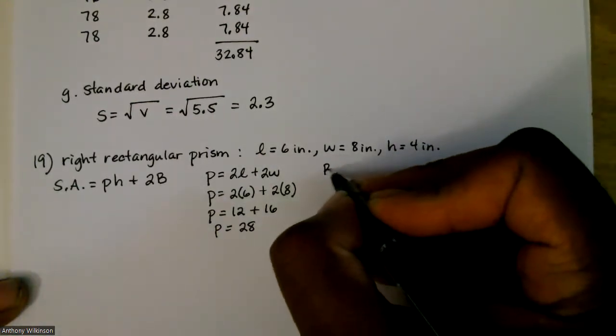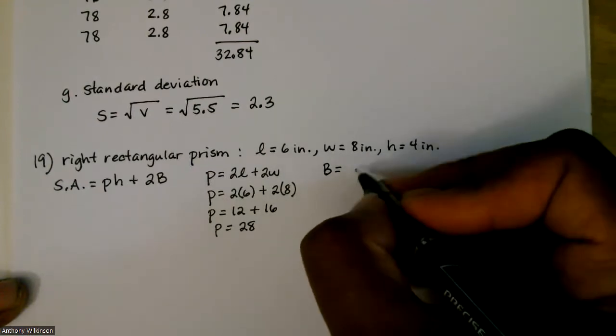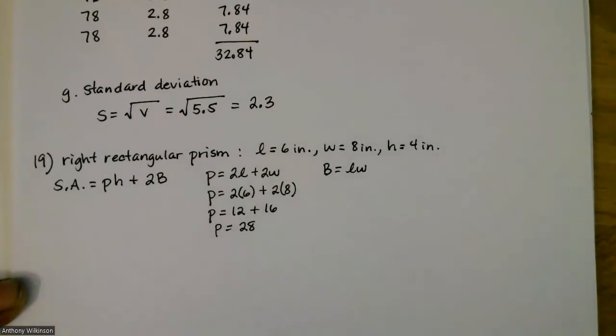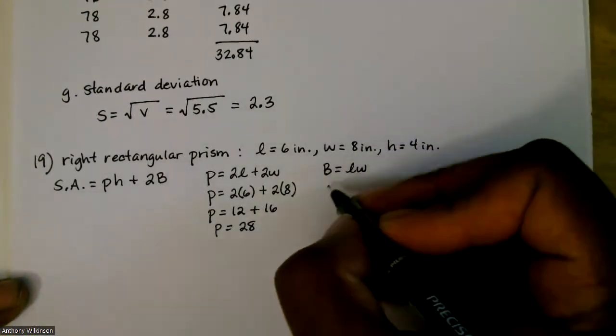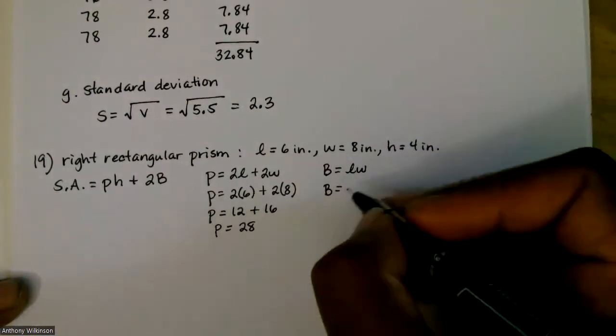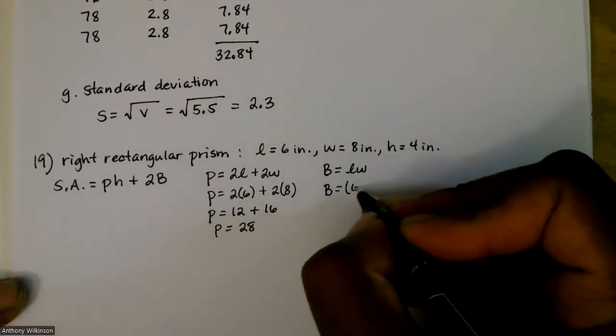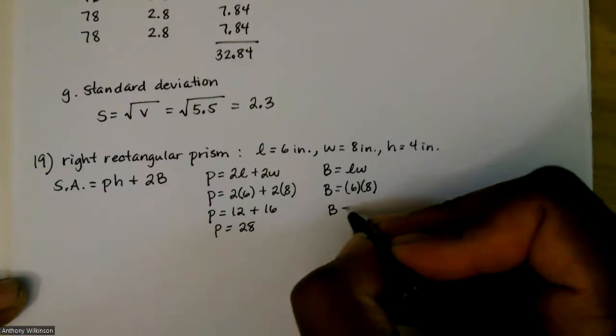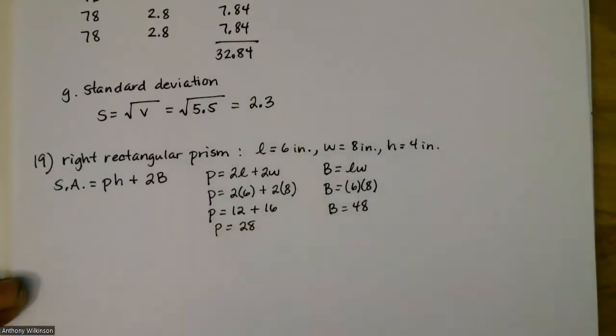Now we need the area of the base. Well, the base is a rectangle. So the formula for finding the area of a rectangle would be length times width. So in this case, the length is 6 times the width, which is 8. 6 times 8 will be 48. All right, and this is what we need to find the surface area of that right rectangular prism.